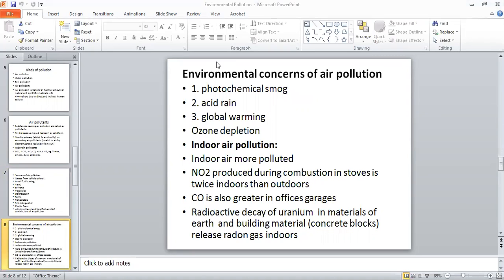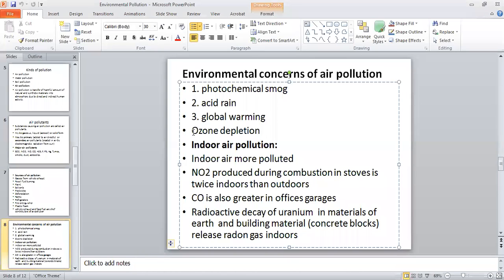Now, the environmental concerns of air pollution. The major environmental concerns include photochemical smoke, acid rain, global warming, and ozone depletion. This is the fourth one, right? So these are the major global concerns about air pollution. One by one, we see what these different concerns are. Number one is photochemical smoke. This phenomenon you have observed in the last month.